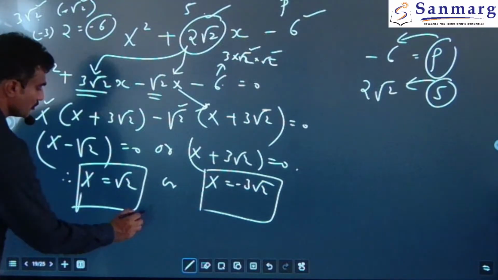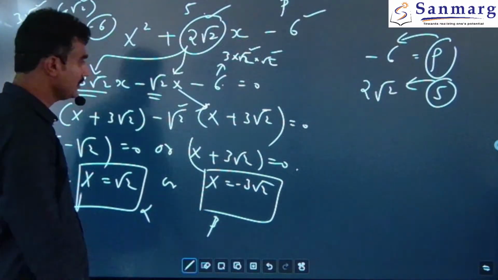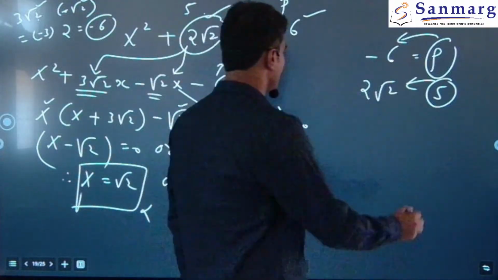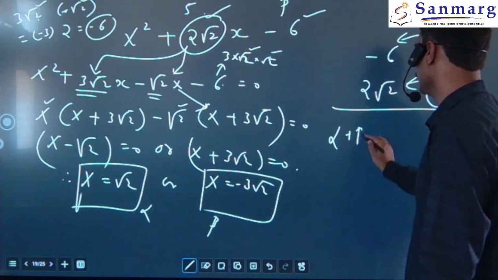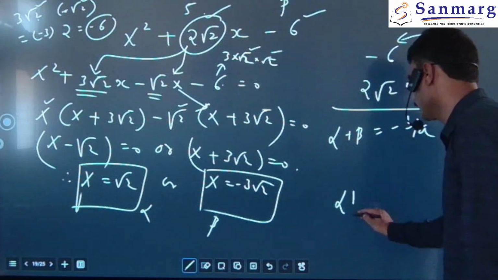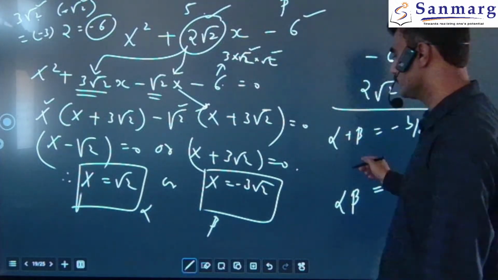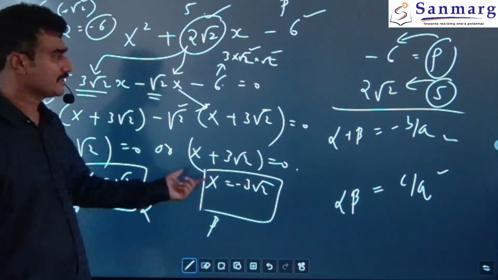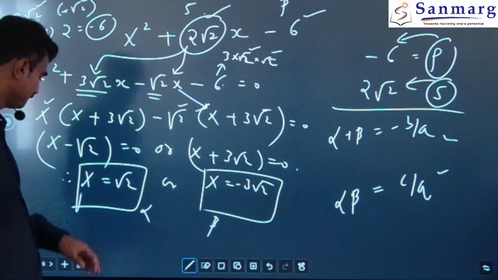These are the two zeros which we call alpha and beta. So take this as a homework and verify the relationship between alpha plus beta, that should be equal to minus b by a, and also verify alpha into beta should be equal to c by a. Verify these relations for these values of alpha and beta. Verify the relationship between zeros and coefficients for these values of alpha and beta. Okay.